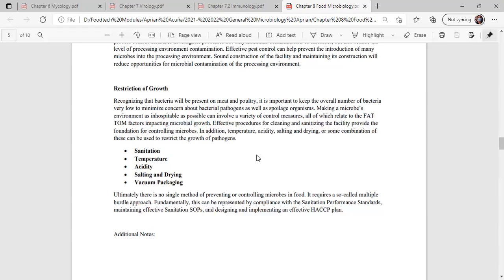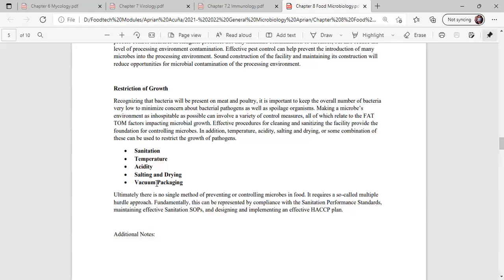All of them relate to microbial growth in your factory and plants. Effective procedures for cleaning and sanitizing your facility provide the foundation for controlling your microorganisms. In addition to this, you have your temperature, acidity, salting, or yung mga Na concentration, kag also drying, and some combinations of these can be used to restrict the growth of your pathogens. You have your sanitation, temperature, acidity, salty, and drying, kag vacuum packaging.